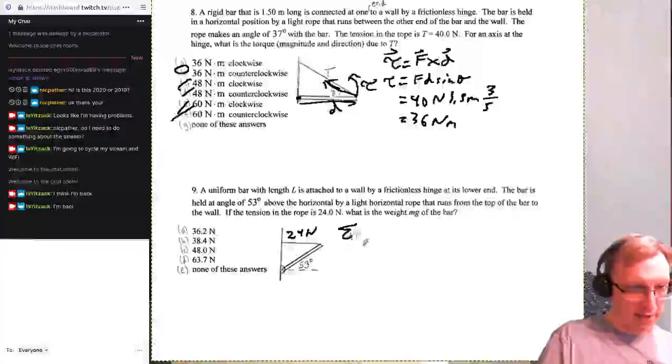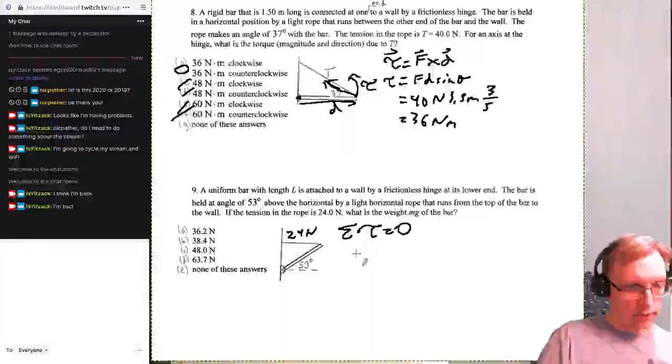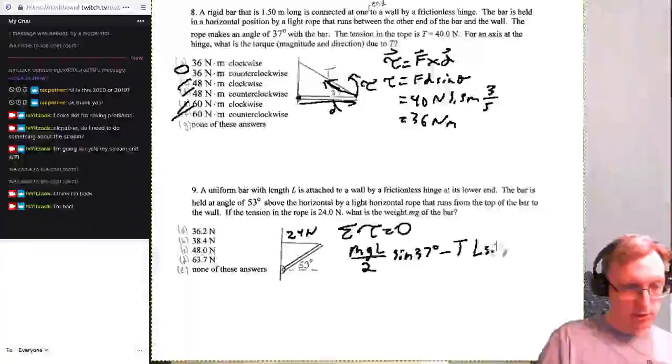Okay, so here we have that the sum of torques is equal to zero. We have a torque coming down from weight, so that is mg L half, and then that would be sine of 37 degrees, minus the force applied by tension at full length L, sine 53 degrees pulling in.